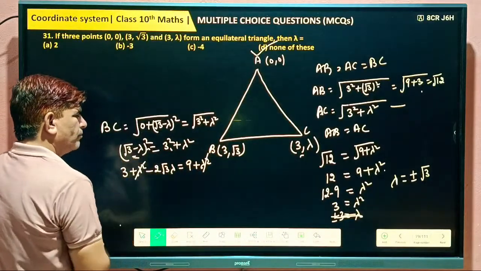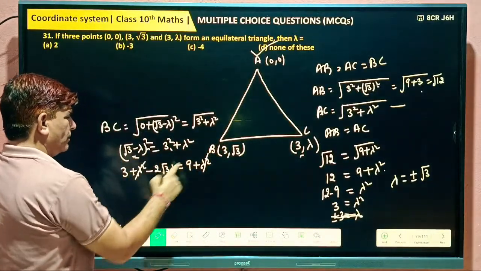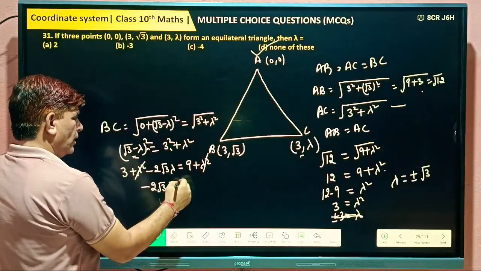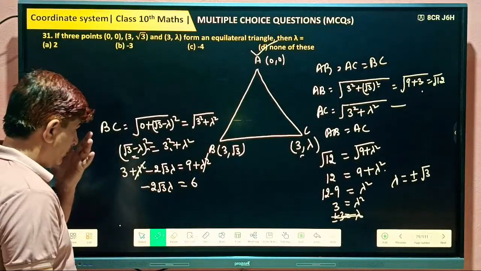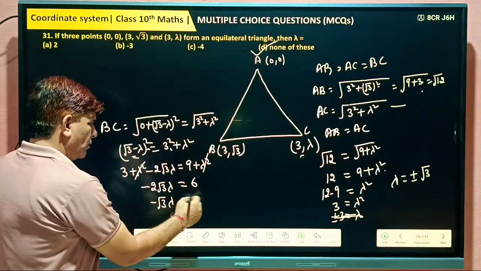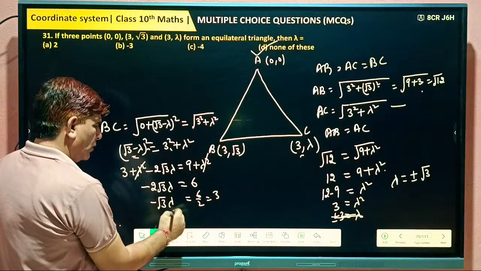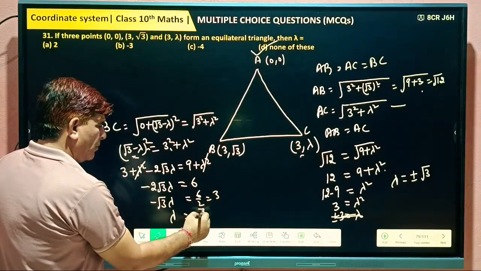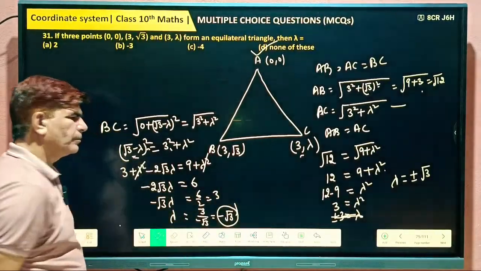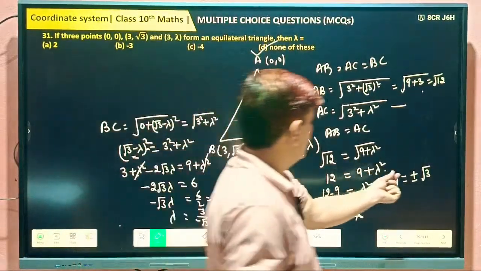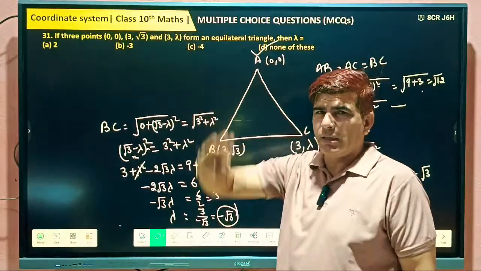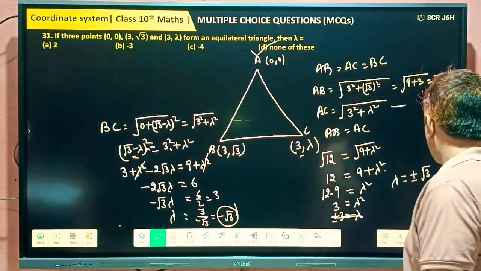Cancel out lambda square. Take this to that side: minus 2 under root 3 lambda equal to 6. So under root 3 lambda is equal to 6 by 2, how much? 3. So lambda equals 3 by minus under root 3. If you solve, this comes to minus under root 3. So minus under root 3 is the value of lambda. But according to the multiple choice, directly we can say none of these is the answer.